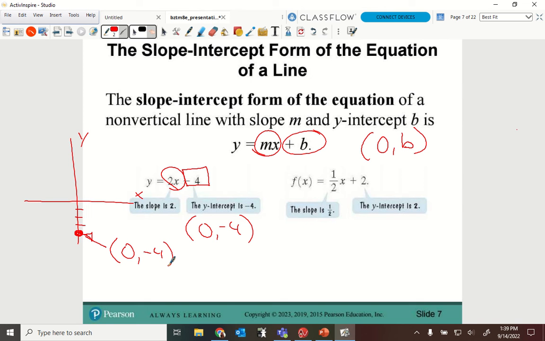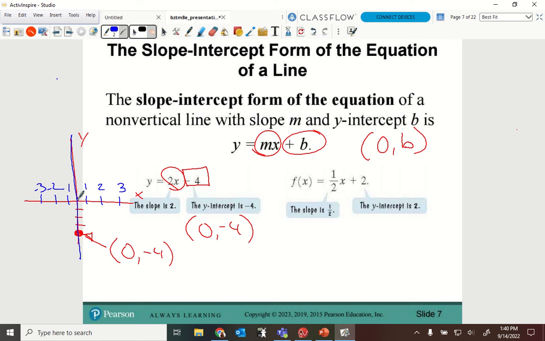Why is it 0 though? Why is it 0? Okay, so you understand that this is the axis, right? This is the axis right here. I have 1, 2, 3, -1, -2, -3, right? So is it moving left and right at all? It's not. So the coordinate, since it's not moving left and right, it's on the 0.